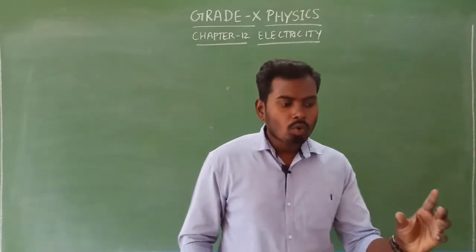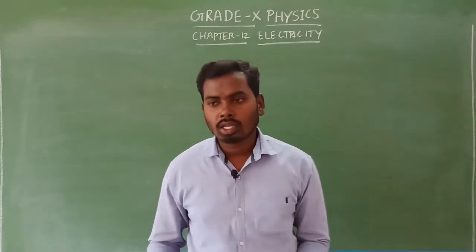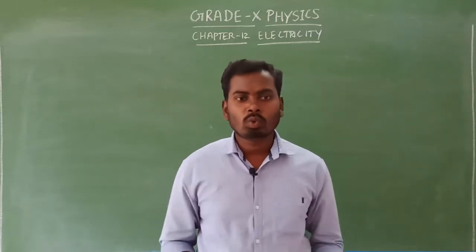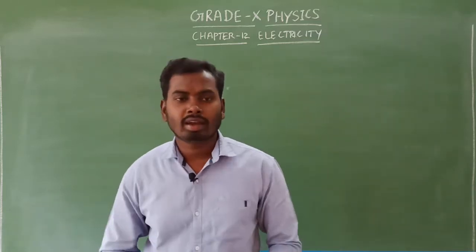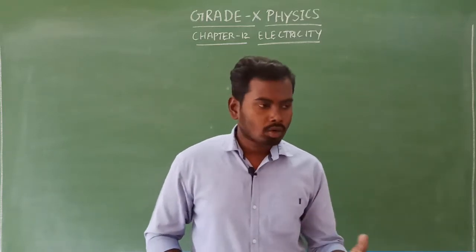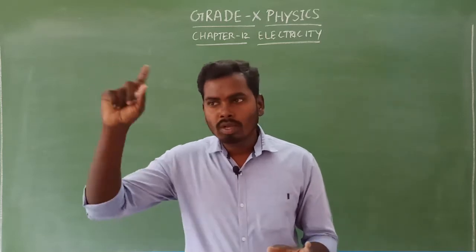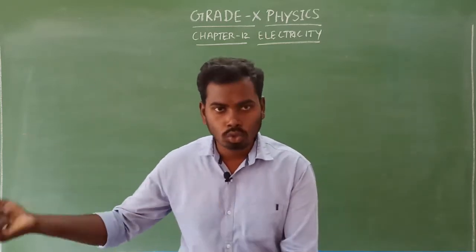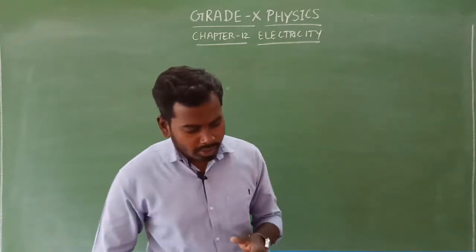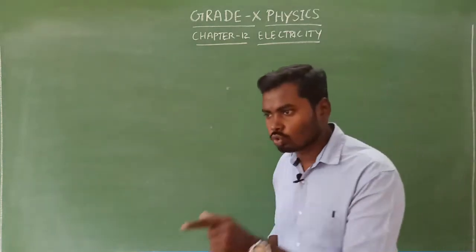So here 1 kilowatt is a much bigger unit compared to watt, as well as 1 hour is a bigger unit compared to seconds. That is the reason why the commercial unit of electrical energy is 1 kilowatt hour. Okay sir, 1 kilowatt hour. So 1 kilowatt hour is equal to how much electrical energy in joules, because the SI unit of electrical energy is joule?